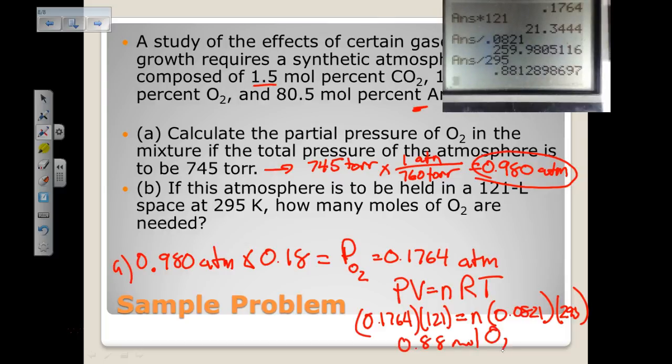moles of O2. So now we're getting into some really good calculations, and we're seeing how all these things can affect each other. Okay, so that is partial pressures and mole percent. And so hope it makes sense. We'll practice this often. See you later.